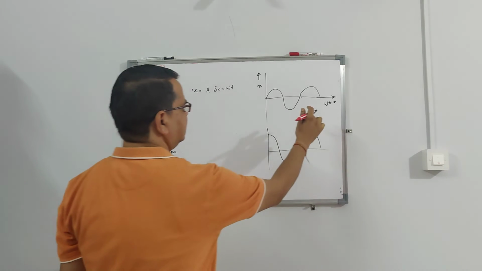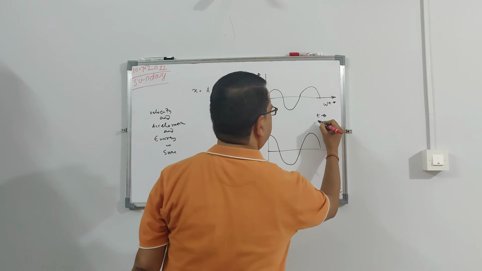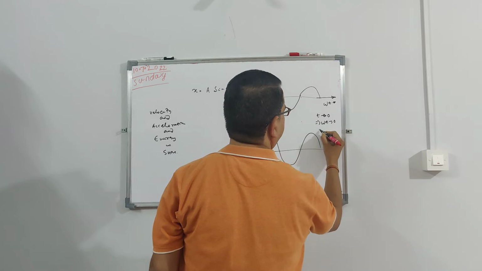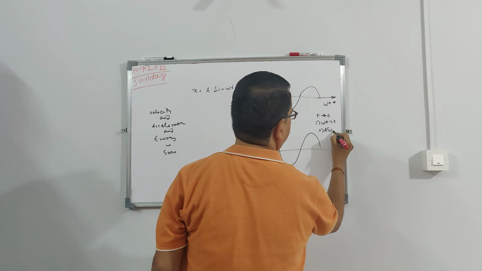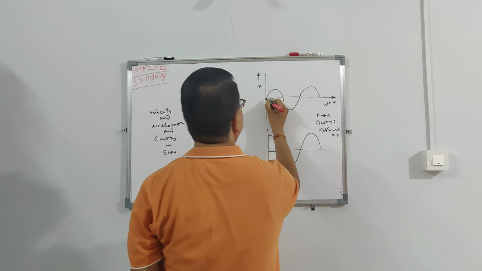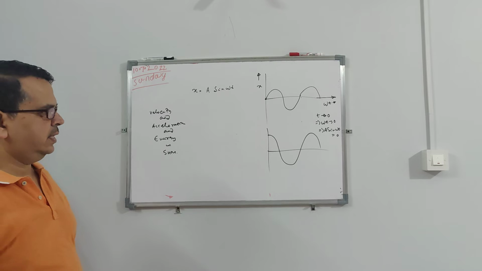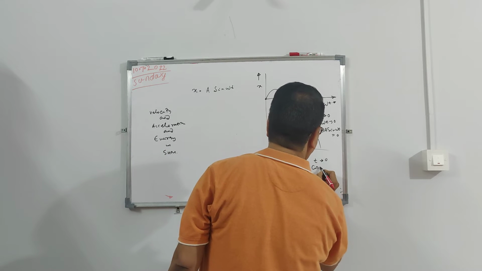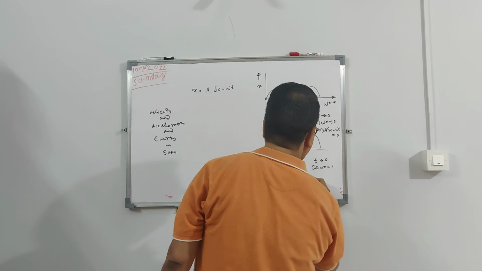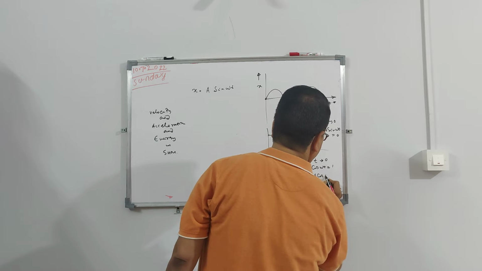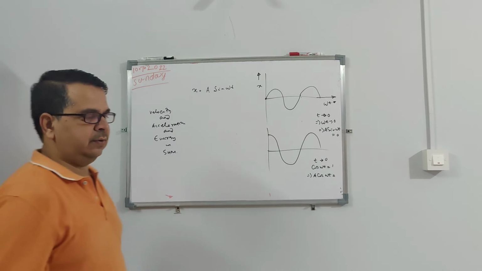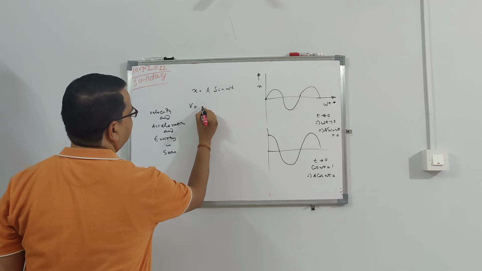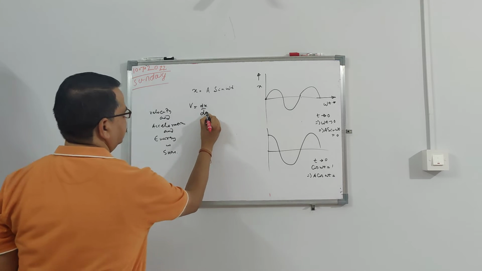What does it mean? At t is equal to 0, omega t is equal to 0, which implies a sin omega t is also equal to 0. But in cosine, at t is equal to 0, cos omega t is equal to 1, so a cos omega t is equal to a. That is what you can see here. So x is equal to a sin omega t. Then velocity is nothing but the first derivative of your displacement.